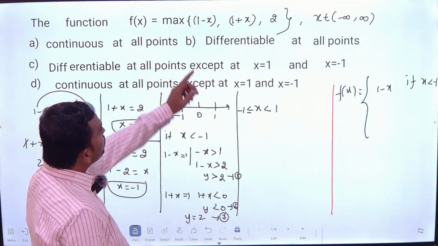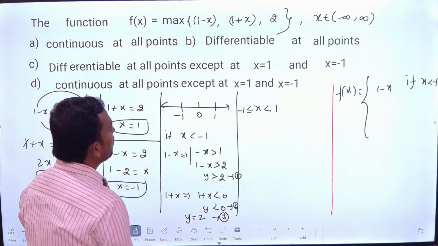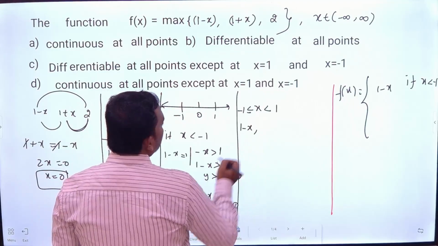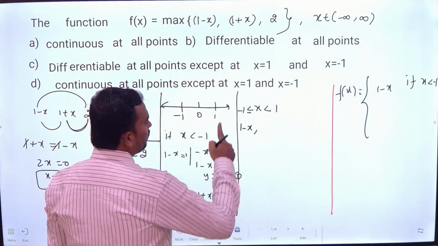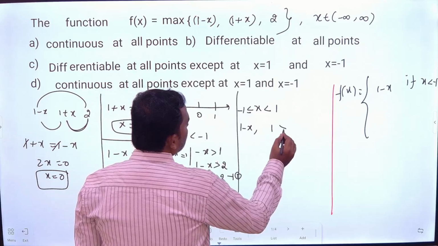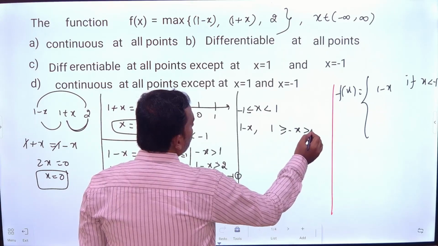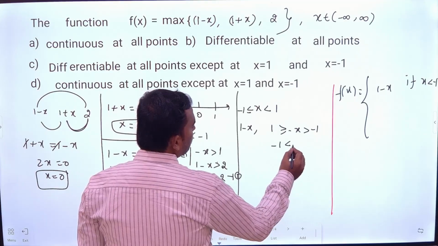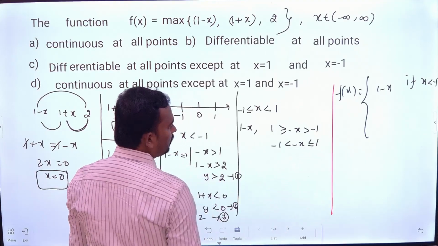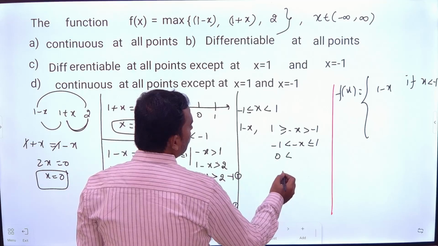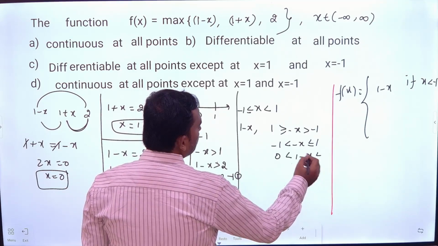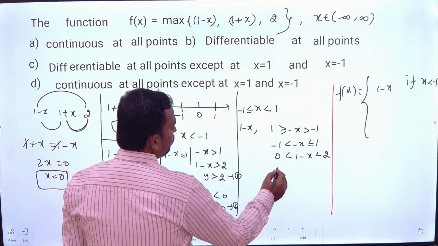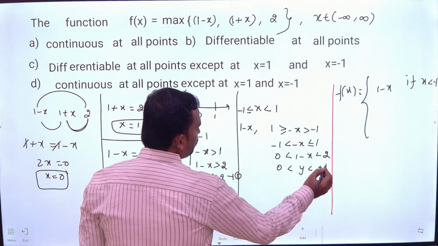In this interval, you have to check the 1 minus x and 1 plus x combination, right? So you can add 1 both sides. For example, 1 minus x, we need to multiply minus 1 on both sides. 1 is greater than minus x is greater than minus 1, right? So you rearrange it, minus 1 less than minus x less than or equal to 1. Now add 1 both sides, 0 less than 1 minus x is less than 2. So you can see you're adding 1, right? It is 2. So 0 less than y less than 2.